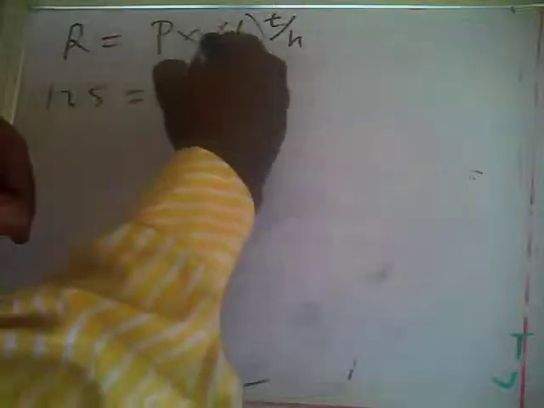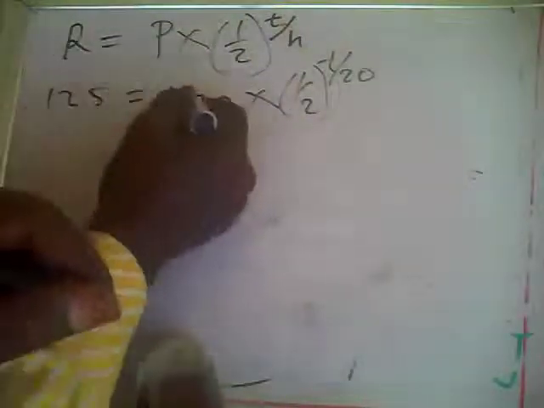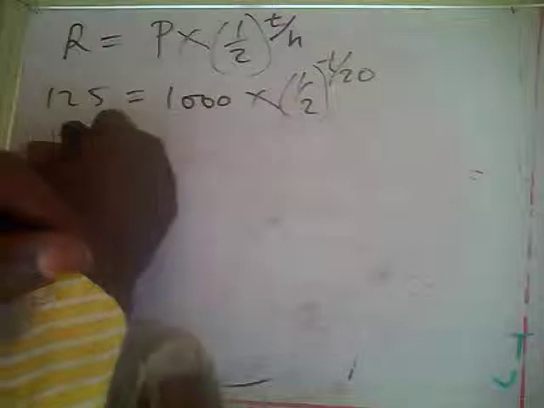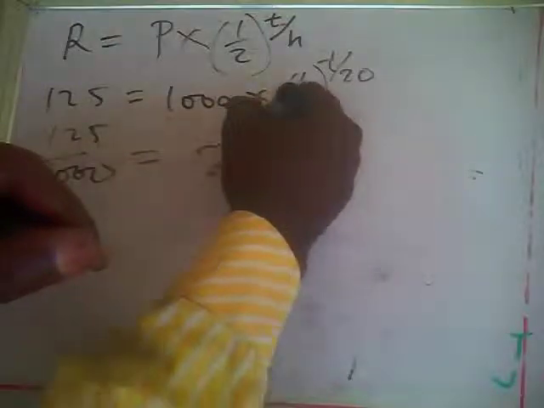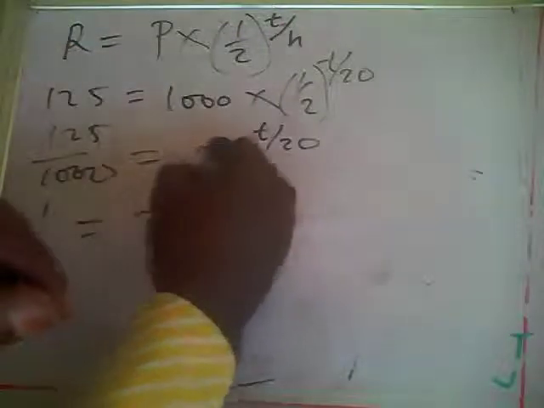Alternatively, we can say particle remaining is equal to initial particle times half raised to the power of the time taken to decay to the remaining particle, over the half-life. So the particle remaining here is 125, the initial particle is 1,000 times half raised to the power of time, which we don't know, over half-life, which is 20. So dividing, 125 over 1,000 will be equal to 2 raised to power minus t over 20. 125 over 1,000 is 1 over 8.